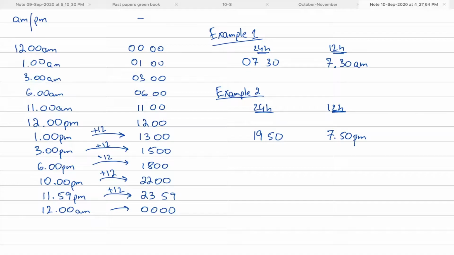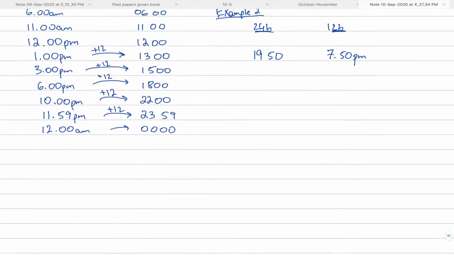So as long as it's more than 12 in 24 hours, the unit is going to be PM. For as long as it's less, it's going to be AM, and the number of hours are going to stay the same. So I hope that's clear. The conversion part is clear now.